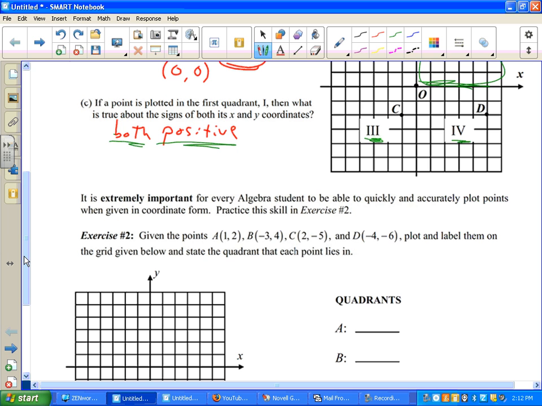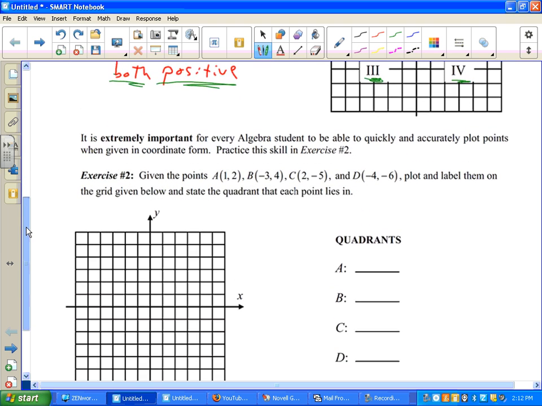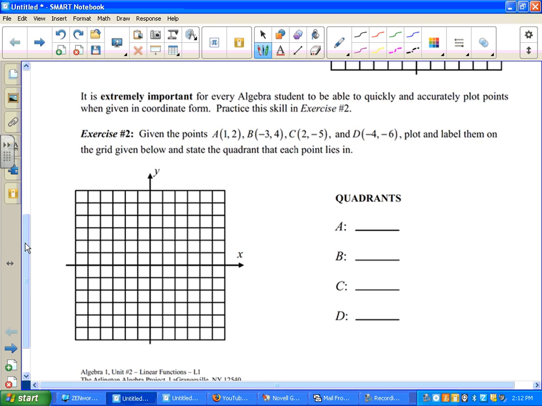It's extremely important for every algebra student to be able to quickly and accurately plot points when given in coordinate form. Practice here. We're given the points. A is (1, 2). B is (-3, 4). C is (2, -5). And D is (-4, -6). Hit pause and go ahead and plot those points.